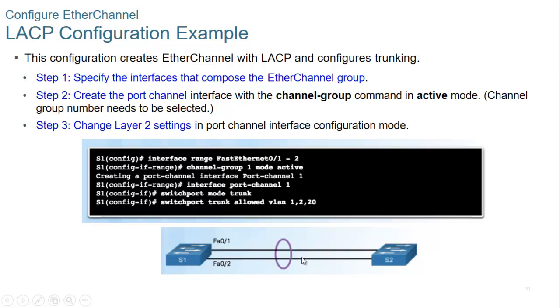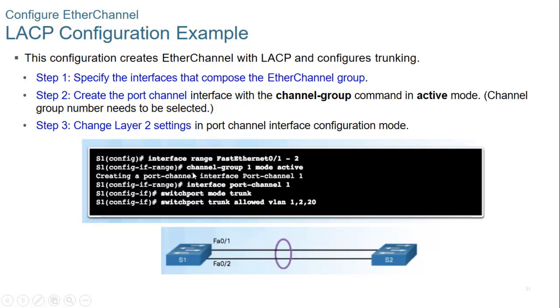S1 has two links connected to S2, and we want to group these two together into one EtherChannel. Interface range FastEthernet 0/1 to 2, meaning that both of these are put into that range. For both of the interfaces within that range, they will be put under channel group 1, and the mode is active. Once you do that, it will create a port channel interface called Port-channel 1. This one here is the channel ID.